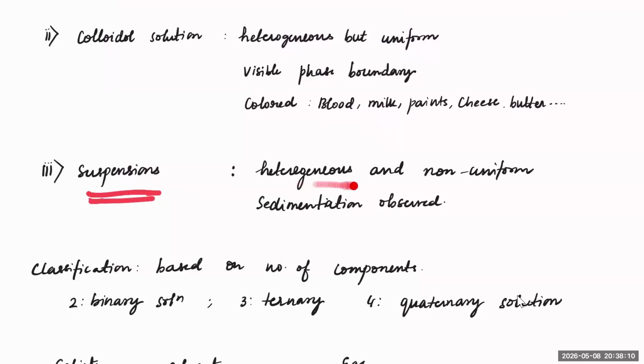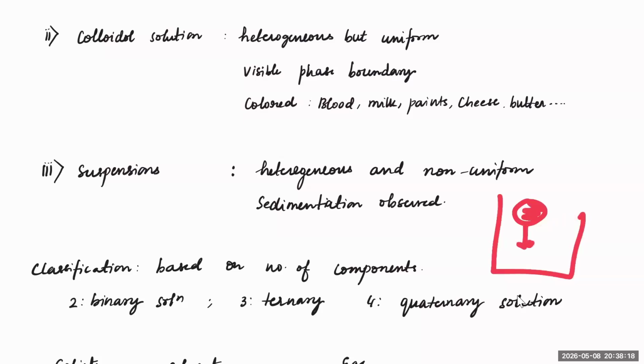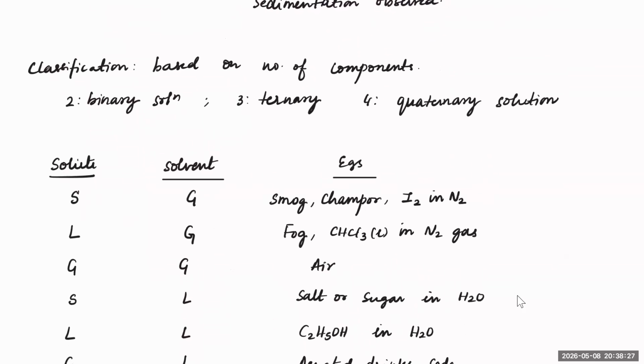Then we have suspensions. Suspensions are heterogeneous and also non-uniform. That means their size is so big that it will sediment, that means it will settle down at the bottom of the solution. So those are suspensions. Now, in this topic, our main idea is to learn about true solutions.